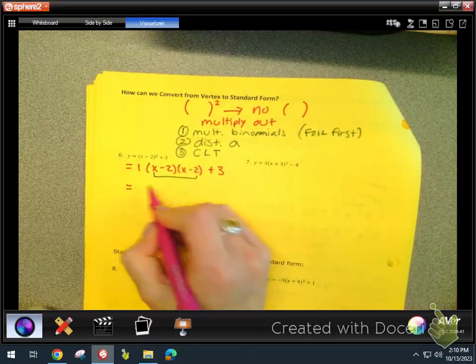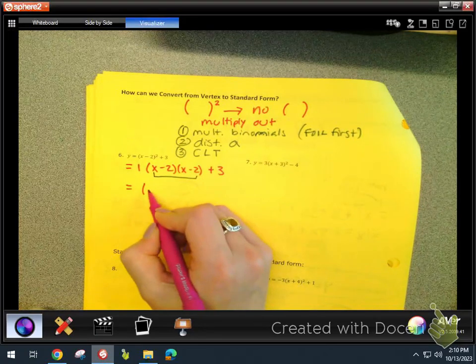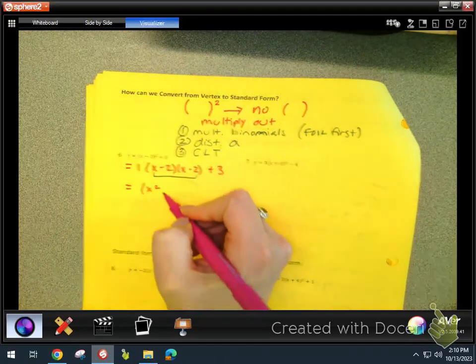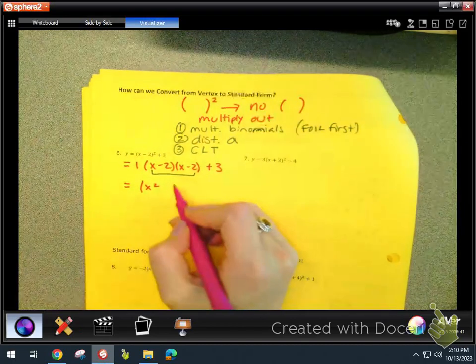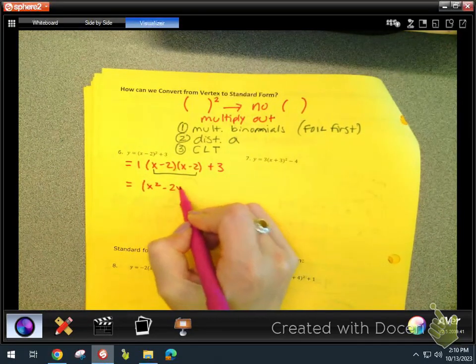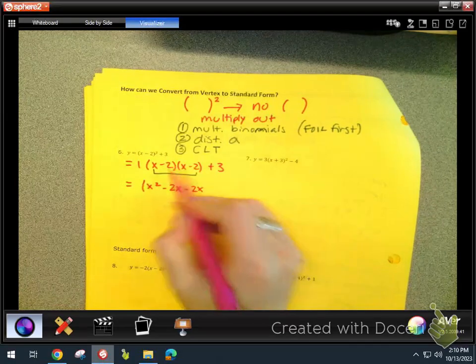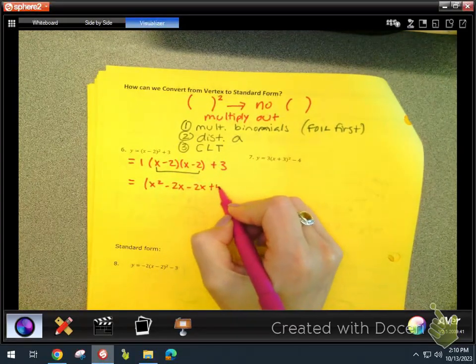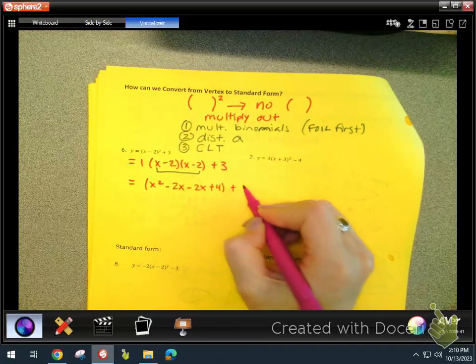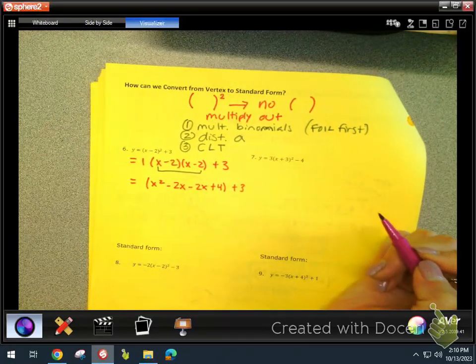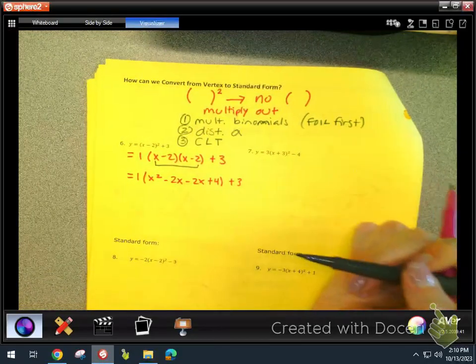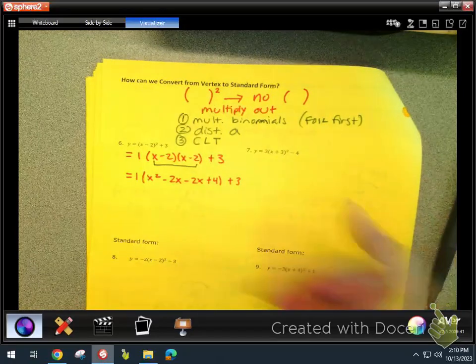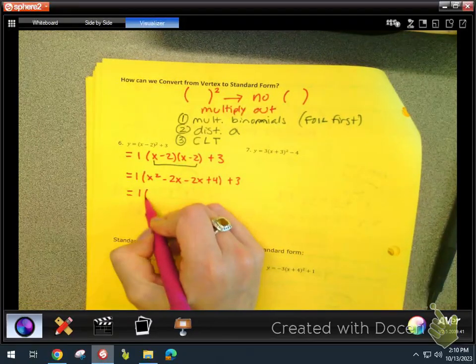So I'm focused on this guy. This will give me x times x, minus 2x, minus 2x. If y'all know that, what is it? Perfect square trinomial. If you know that pattern, you might be able to do this in your head. Minus 2x minus 2x. Negative 2 times negative 2 is positive 4. Don't forget the plus 3. That guy just keeps hanging out there. Again, this is a 1. I'm just writing that so you can see what would happen if it wasn't, because most of the time it's not. Then I don't have anything to distribute there.